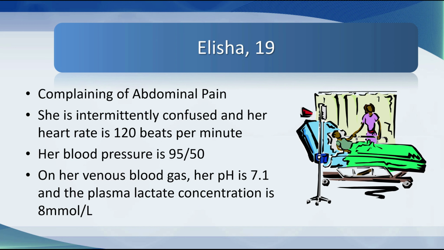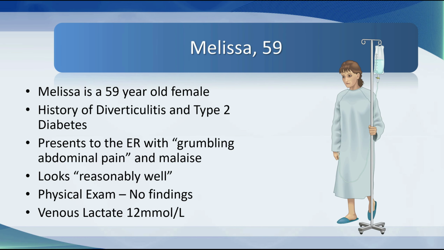Alicia is 19, and she has been admitted complaining of abdominal pain. She is intermittently confused, and her heart rate is 120 beats per minute. Her blood pressure is 95/50. On a venous blood gas, her pH is 7.1 and plasma lactate concentration is 8 millimoles per liter. Finally, Melissa is 59. She has a history of diverticulitis and type 2 diabetes. She presents to the emergency room with grumbling abdominal pain and malaise. She looks reasonably well and the physical exam finds nothing. Her venous lactate is 12 millimoles per litre.